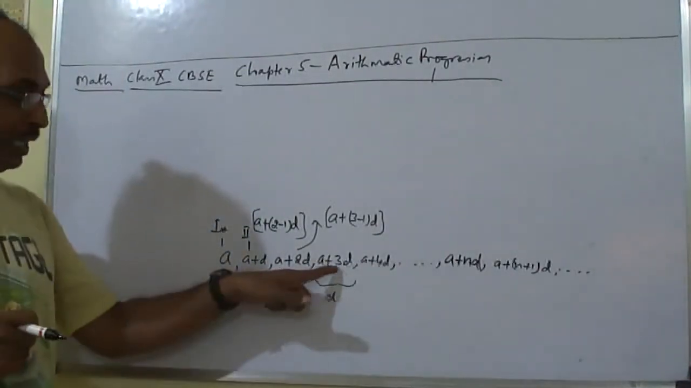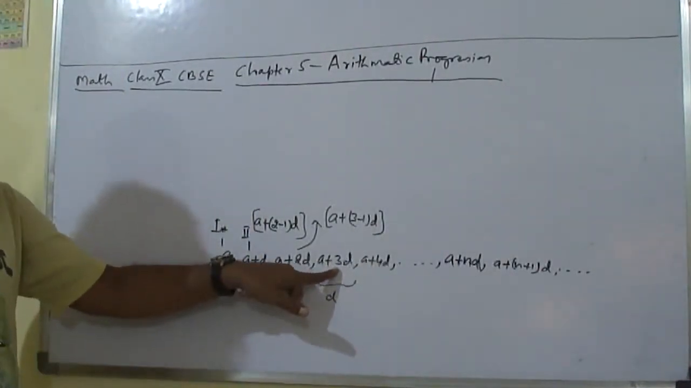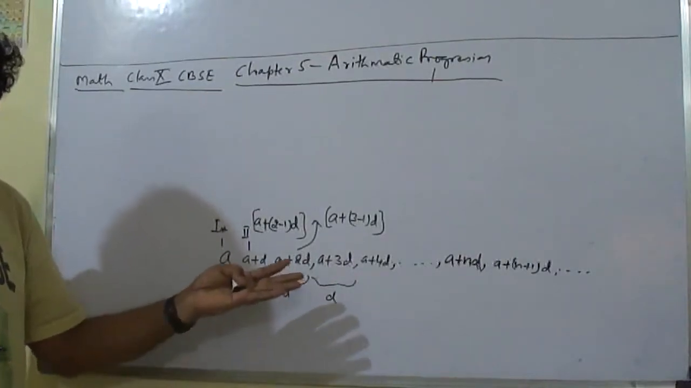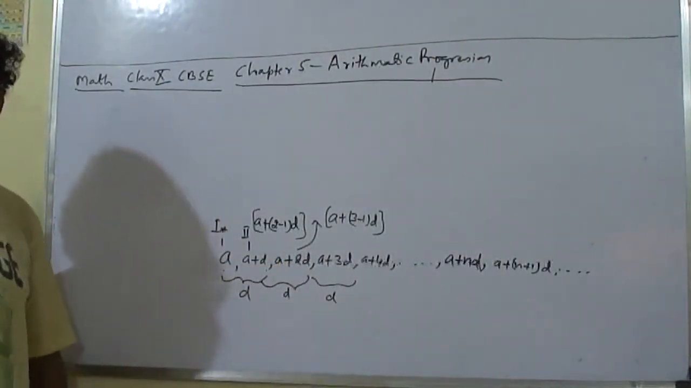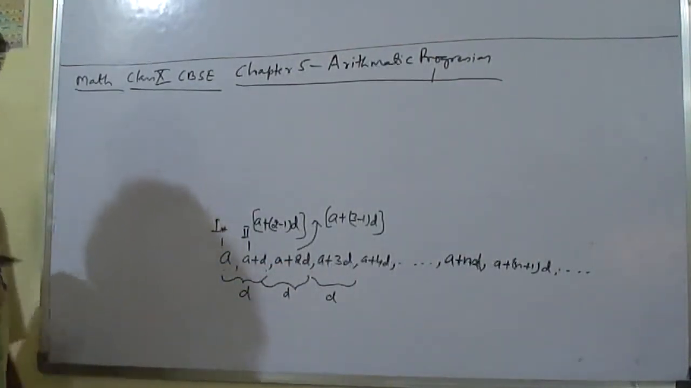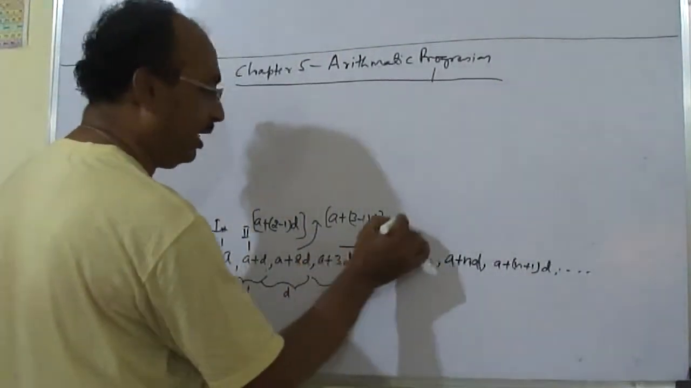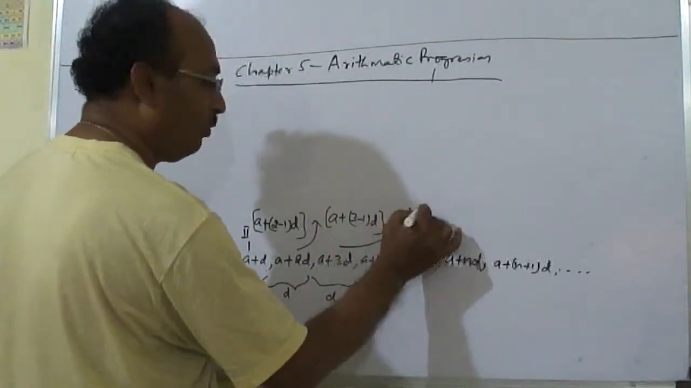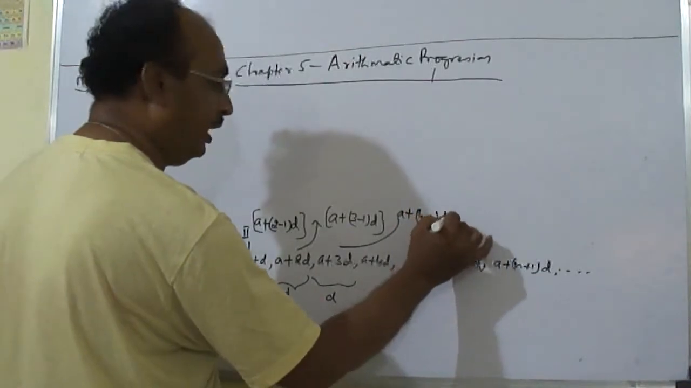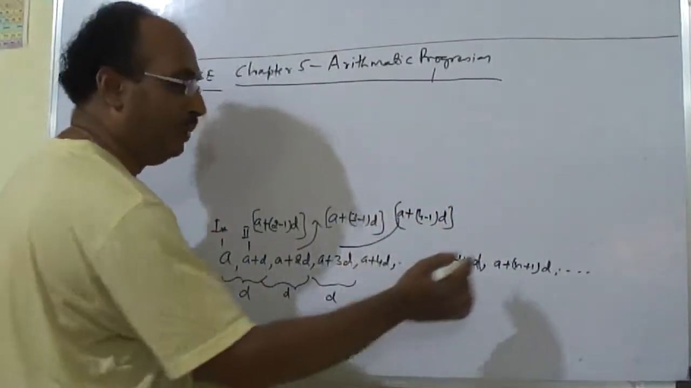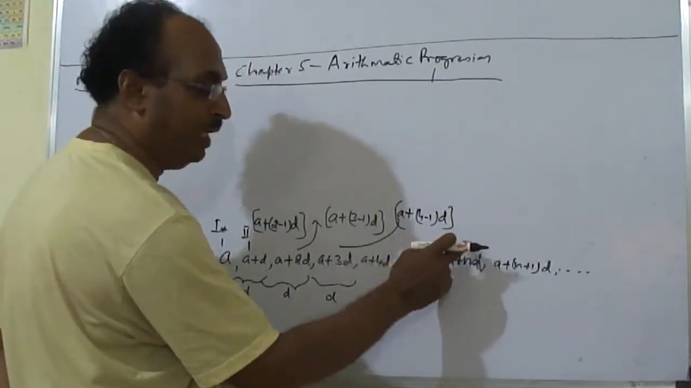The fourth term will be A plus (4 minus 1)D. It means if we want to find the nth term like this, so similarly, our nth term is becoming what?